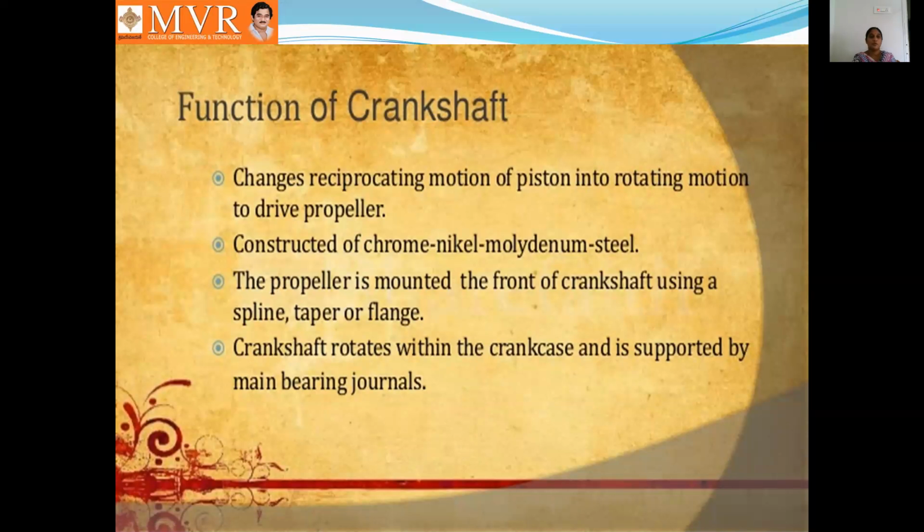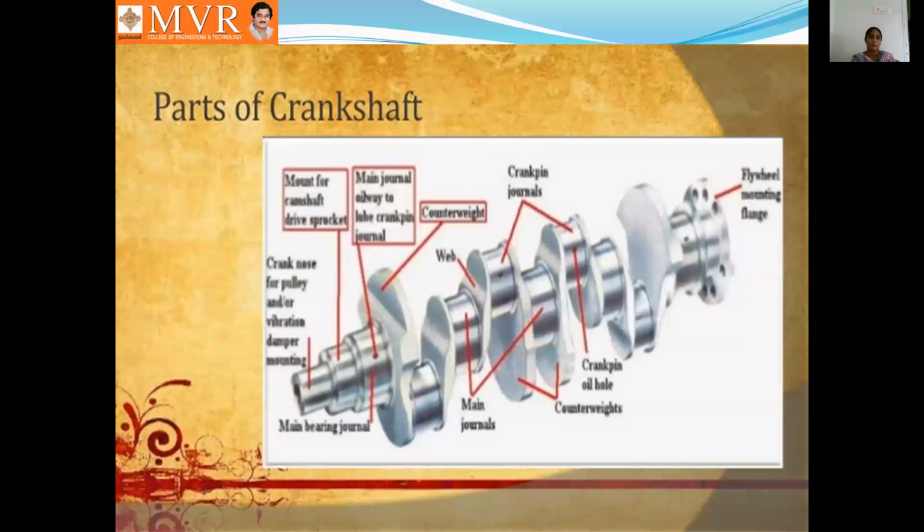Okay, function of crankshaft. The function of the crankshaft is to change the reciprocating motion of the piston into rotary motion to drive the propellers. It is constructed of chrome, nickel, molybdenum, and steel. The propeller is mounted at the front of the crankshaft using a spline, taper, or flange. The crankshaft rotates within the crankcase and is supported by main journal bearings.